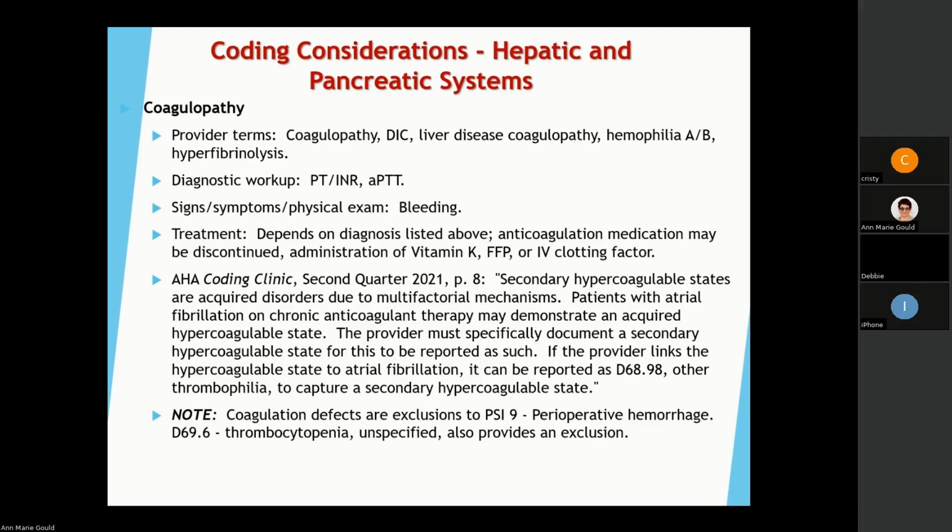Okay. Are they on anticoagulant medication? If they are, they're going to discontinue it. They may administer vitamin K or fresh frozen plasma or even IV clotting factor to these patients.